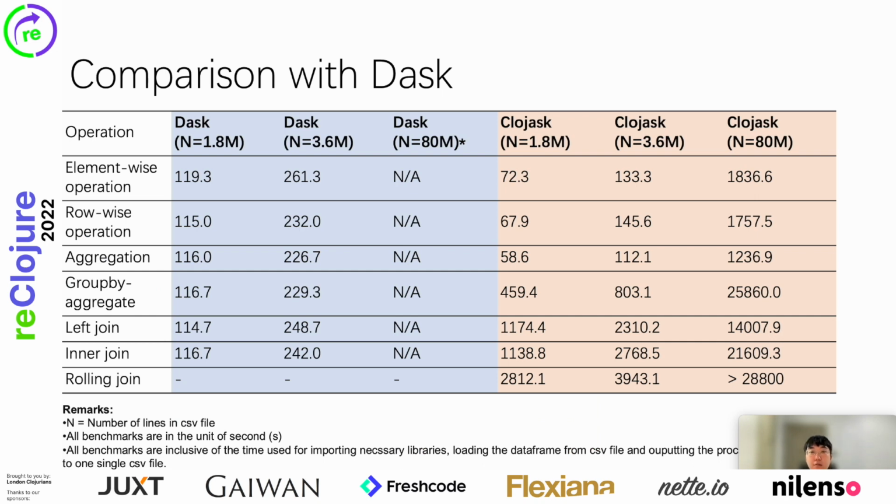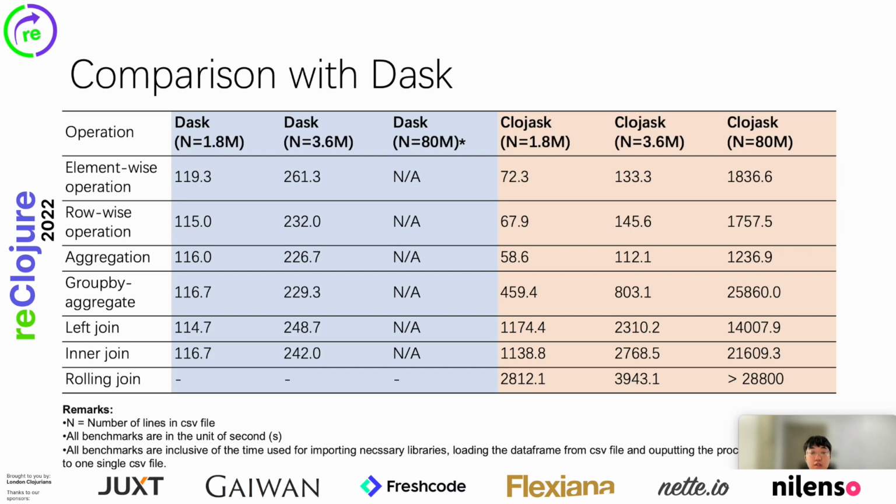Here is a benchmark comparison between Clojask and Dask. Dask is on the left and Clojask on the right. You can see in this table, in terms of element-wise operation and row-wise operation, Clojask outperforms Dask in all of the test cases. However, in others, for example, group by aggregate and join, Dask performs better in smaller test files, for example, the 1.8 million and 3.6 million case.